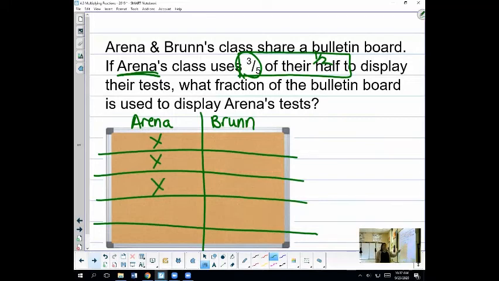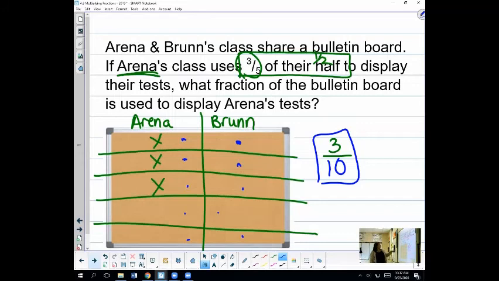So how many X's do I have? 3, right? Out of how many total sections? 1, 2, 3, 4, 5, 6, 7, 8, 9, 10. 3/10. So 3/10 of the whole thing is Miss Arena's side, and 3 of those 10 are tests. So let's see if that makes sense to you. 3/5 of their half does give me 3/10. This is just showing you that it is.